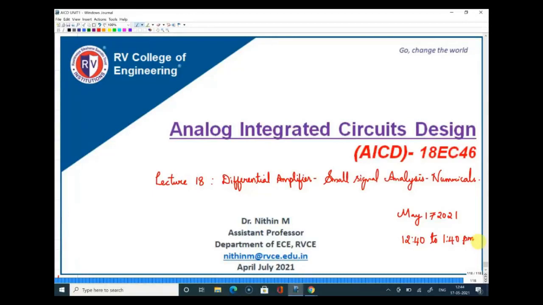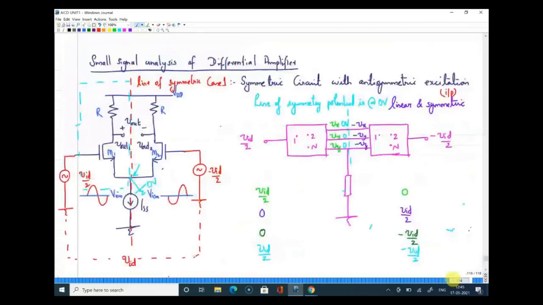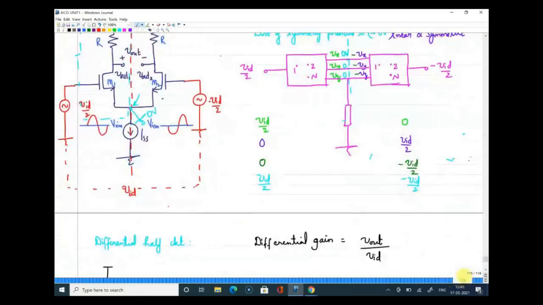Welcome to the 18th lecture of analog integrated circuits design, and we were discussing differential amplifiers. So far we saw the large signal analysis, common mode response, as well as small signal analysis of the differential amplifier. So to quickly review what we have done the other day.